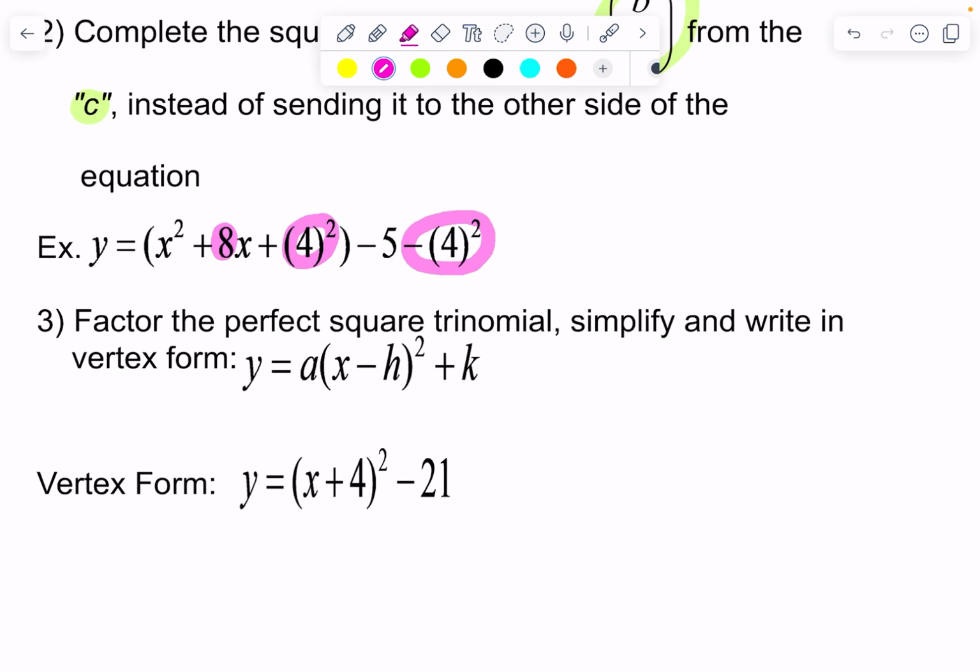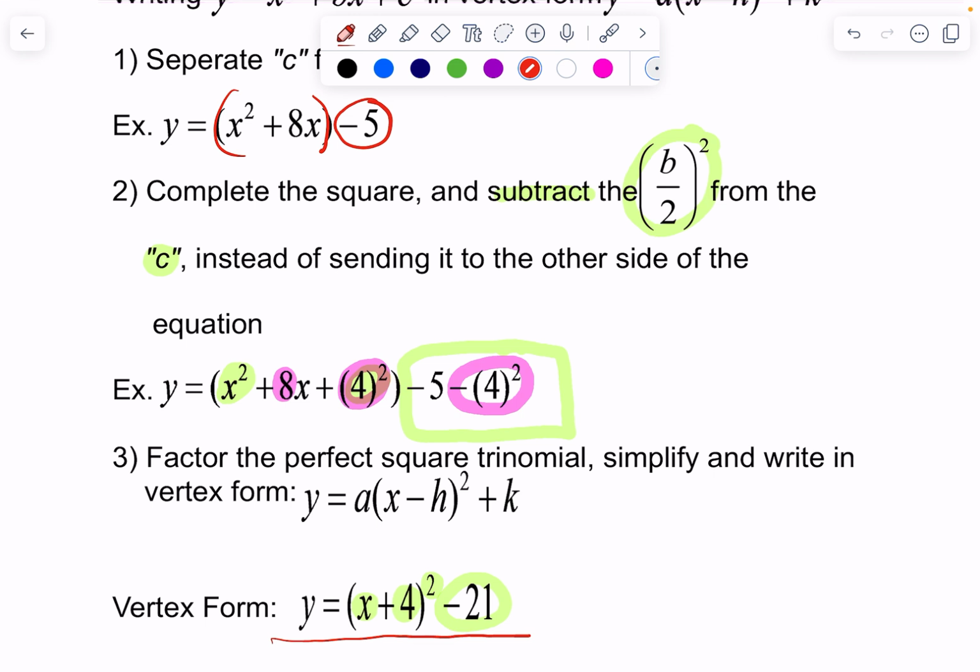Well, we know that the square root of x squared is x. We know that the square root of 4 squared is 4, and we're going to square it because that's how we complete the square. And then -5 minus 16 is -21. And there you have it. You just completed the square. You took a standard form and you used the completing the square method to rewrite it into vertex form.